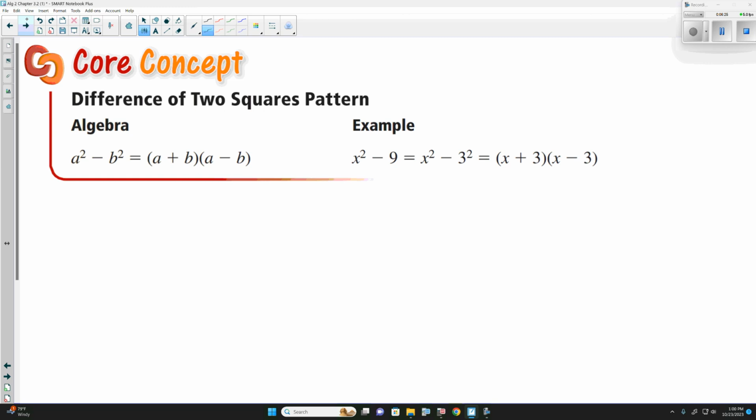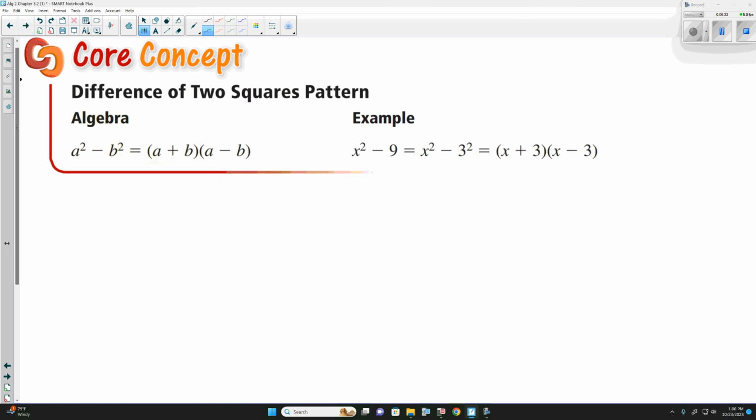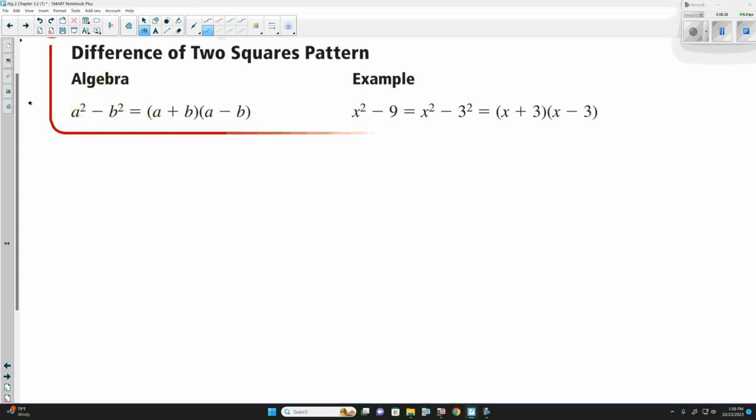The difference of perfect squares. A squared minus b squared is equal to a plus b times a minus b. And this works for any difference when we're subtracting two perfect squares. Now the example that they gave us here is x squared minus 9.